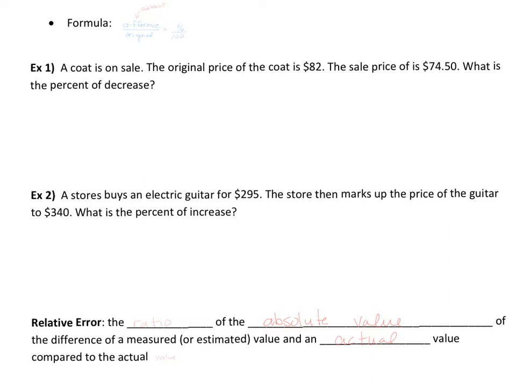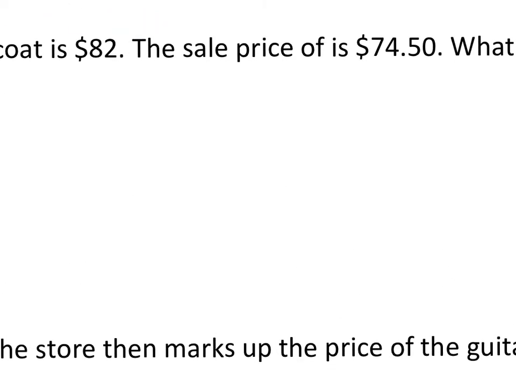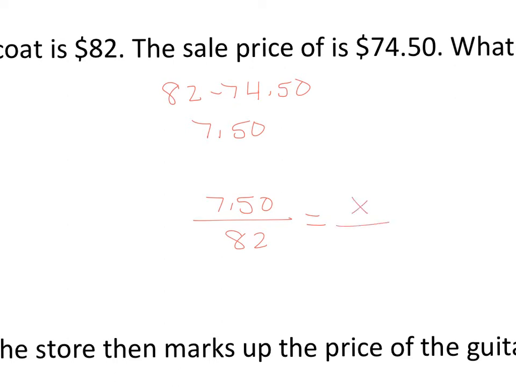All right, and now we're going to use our formula, difference over original. For the difference, I'm going to take 82 minus 74.50. When I subtract that, that's going to give me $7.50. So now the difference, $7.50, over the original price of the coat, 82, equals the percent I'm looking for, over 100. Just keep in mind that you have to subtract for that top number.